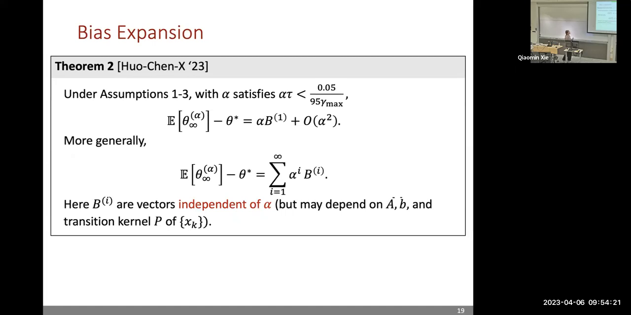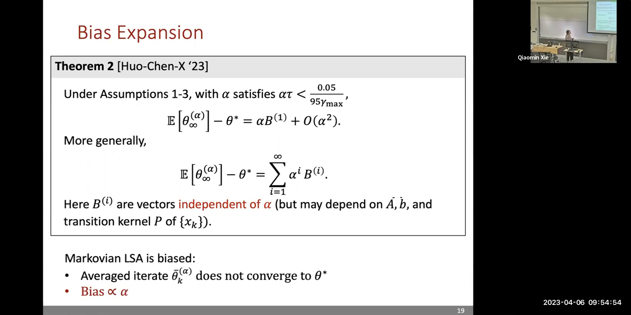And more generally, we can actually have a Taylor expansion of the bias with respect to the step size. One important thing here is the coefficients, the B1 here, and all the general coefficients, the Bi, are all independent of the step size you use. But they can depend on the underlying problem parameters, say A bar, B bar, and also the transition kernel of the Markov chain that generated the data. And later you will see why the independence of the step size is important.